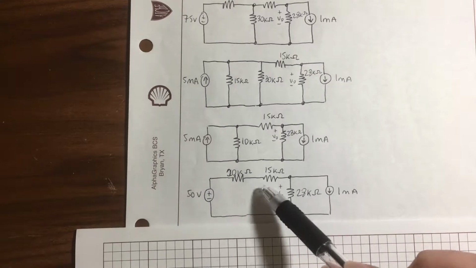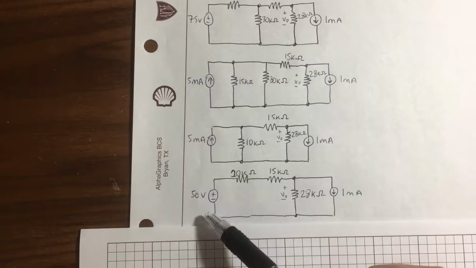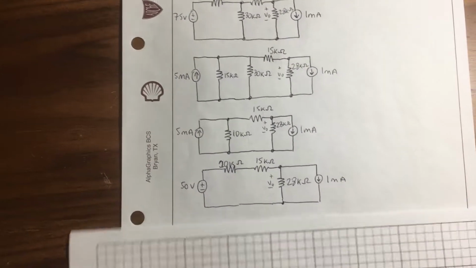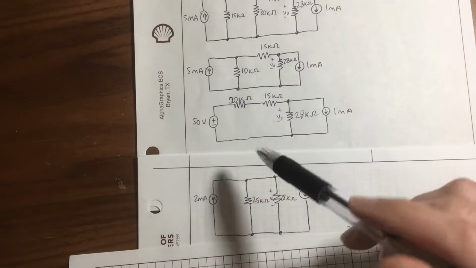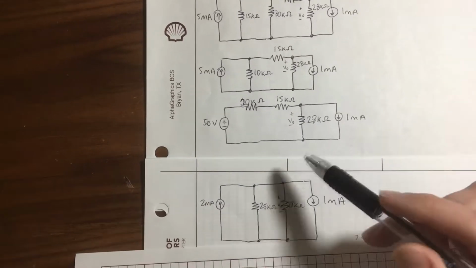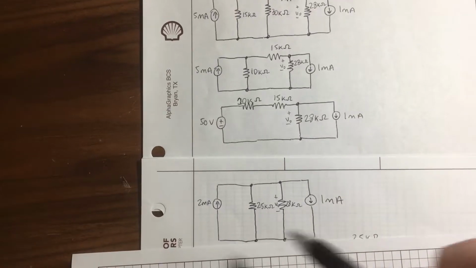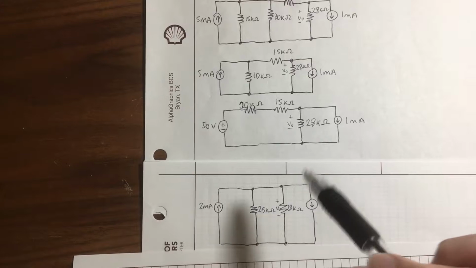But then these two are in series as well, so we can add them together to get 25 kilo ohms, and then transform the 25 kilo ohms with the 50 volt source into a current source in parallel with that 25 kilo ohm resistor, and we get 2 milliamps as our source current. But we notice that that is in parallel with this 1 milliamp current, and we can treat them much like you would treat resistors in series, so we can just add them together.